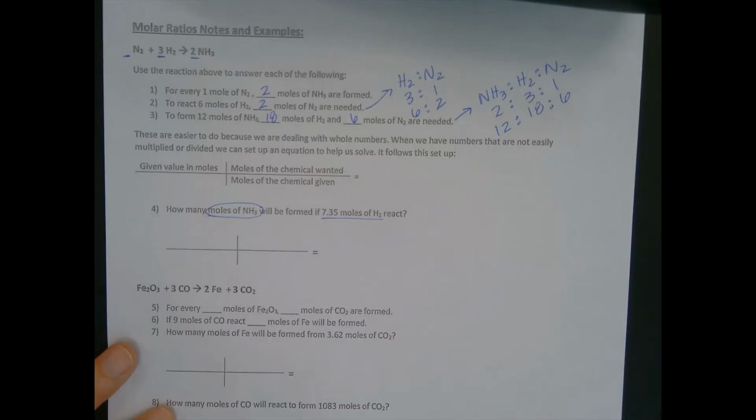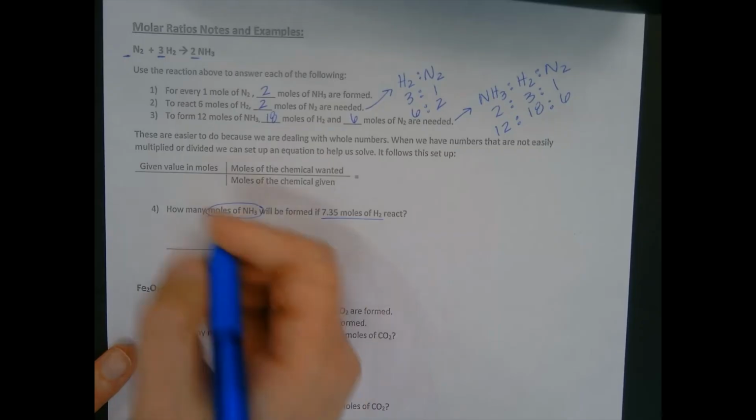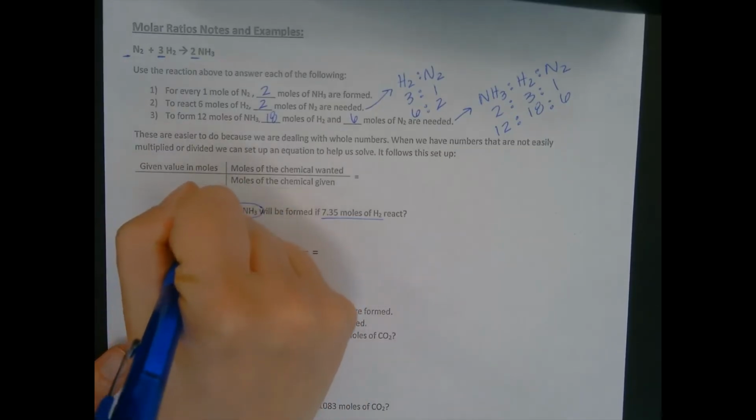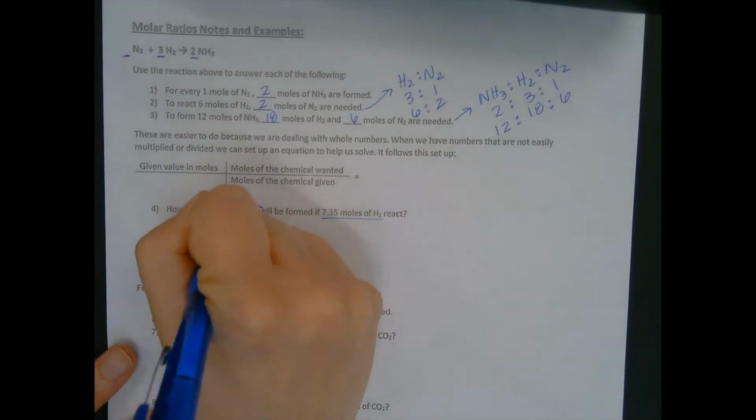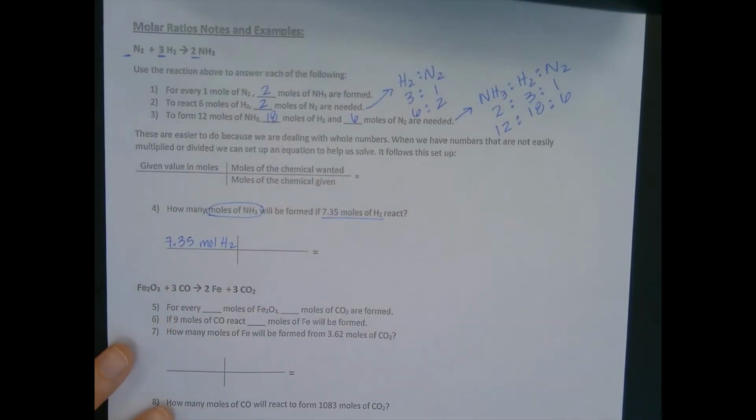The math is not hard. It's multiplying and dividing. It's what it means and the steps that you take to get there, that's the most challenging part. Okay, so if I have a train track set up, my train is my given in this top left box. 7.35 moles H2. That's what I'm given. That's what I'm starting with. That's my train. Okay. Now I need to think about the next part, because the next part is the ratio.